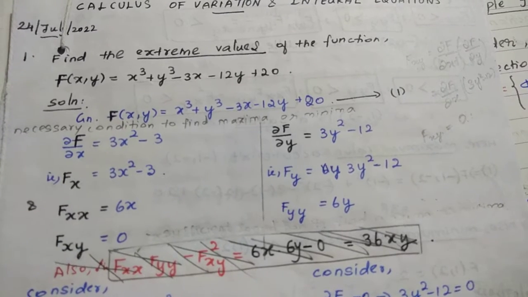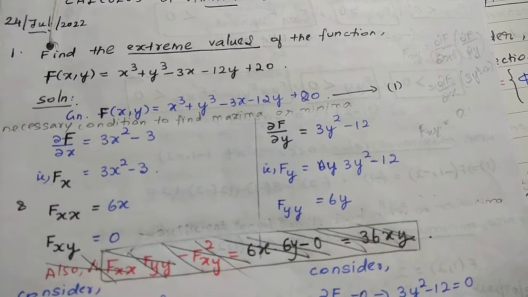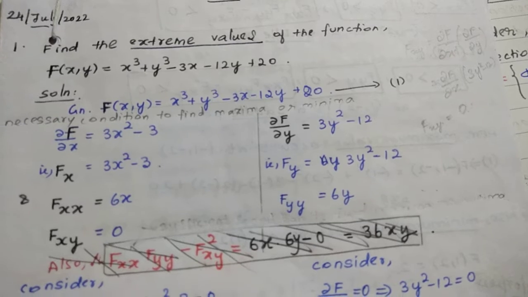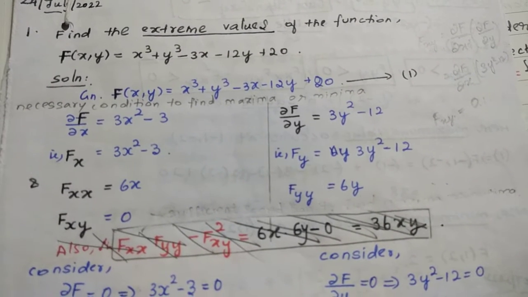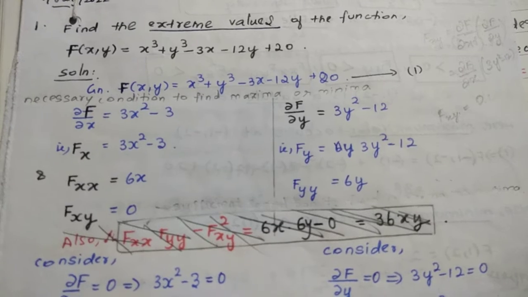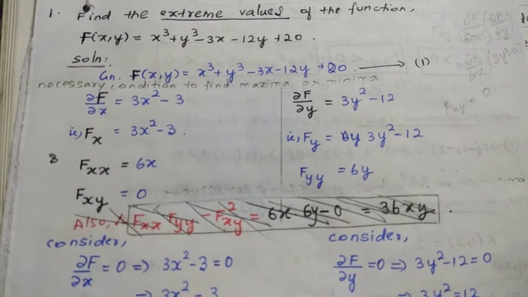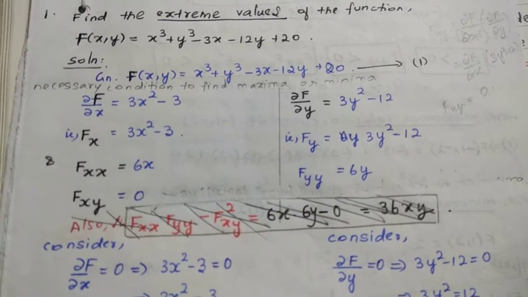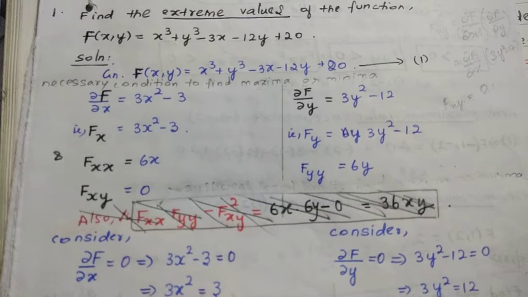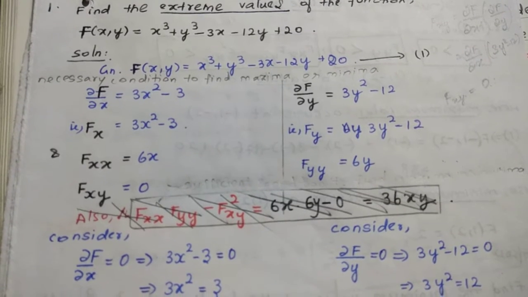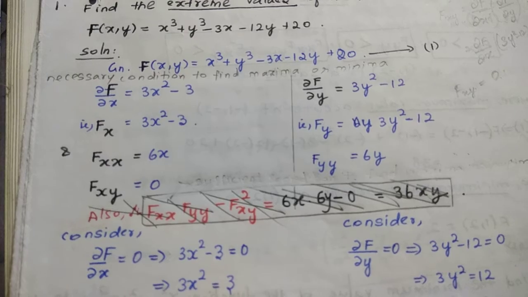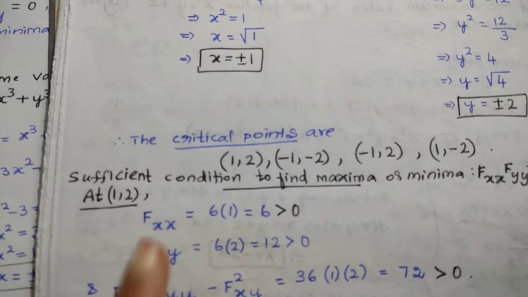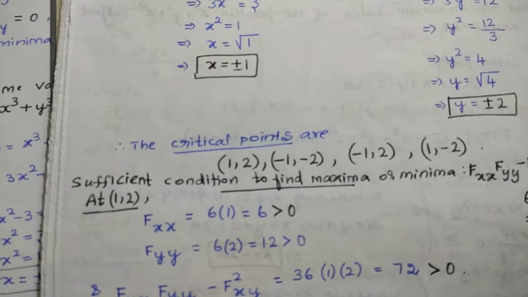So first, in the first line of the solution, you write the given function. Given f of x comma y is equal to, just copy it down from the question. And then you find the solution for this question in two parts. In the first part, you do the necessary condition to find the maxima or minima. In the second part, you do the sufficient condition to find the maxima or minima.